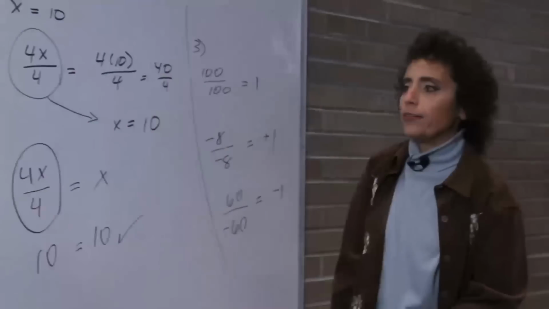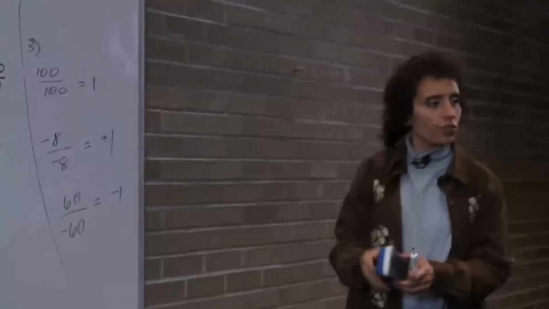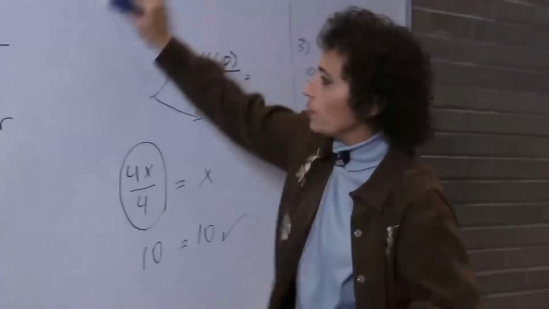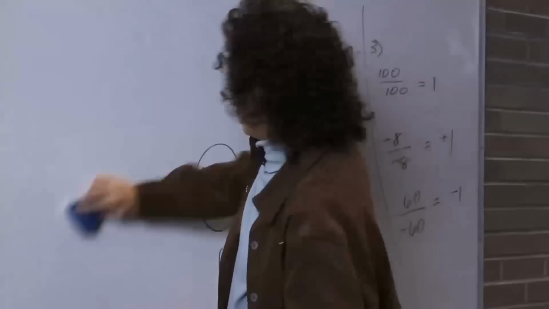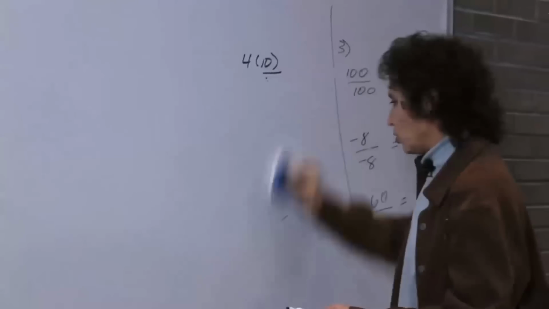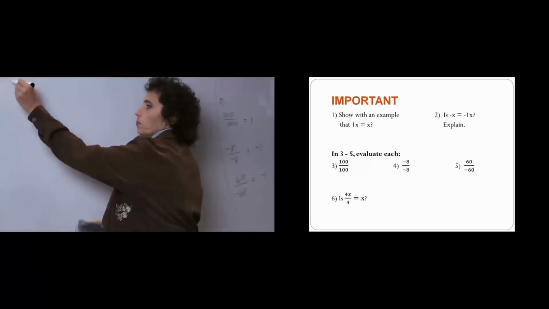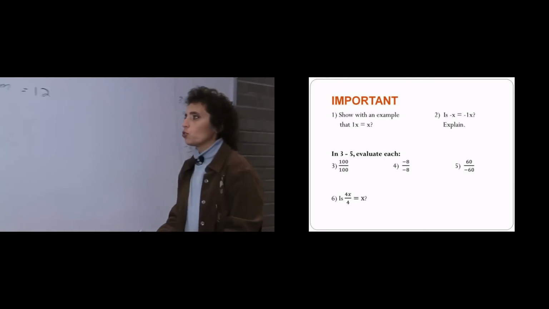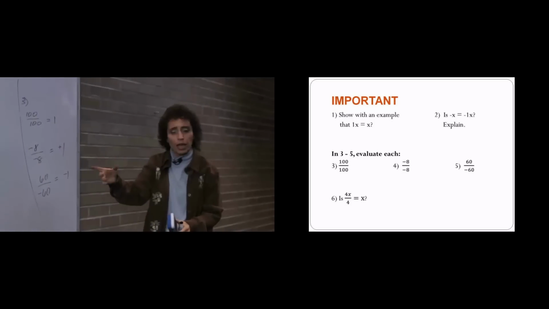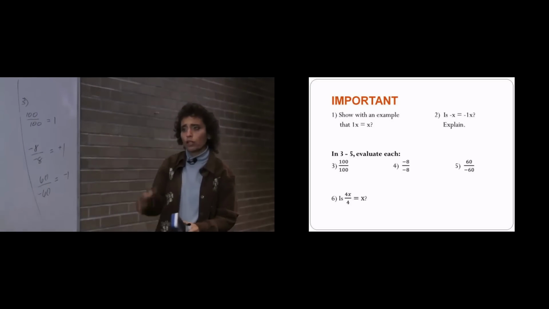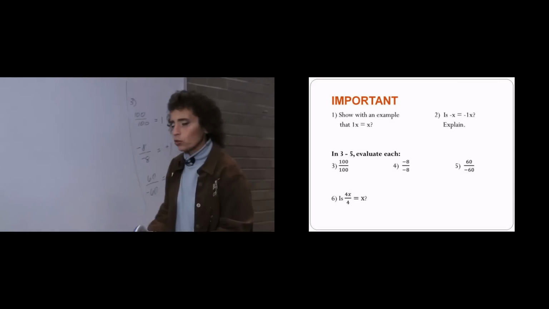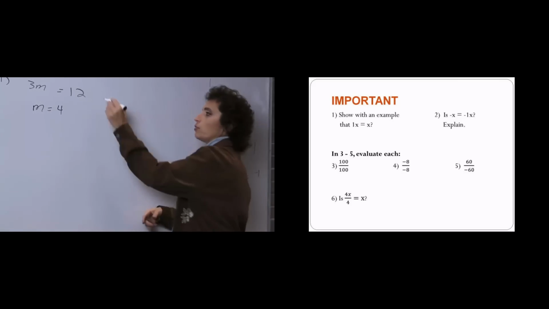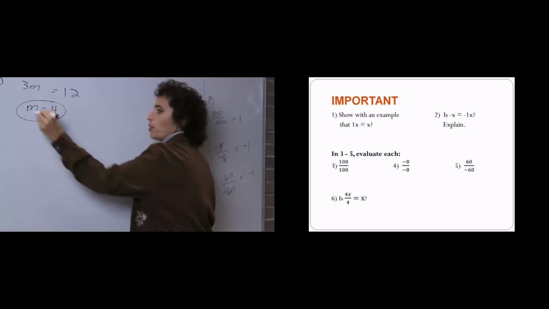All right, so how will that help me solve this next bunch of problems? Let's see if you can tell me. You're going to solve these mentally, that means in your head. I'm going to explain what the first one means, and then you can do the other two. 3m equals 12. That means 3 times some number, m, equals 12. So that number has to be 4. Okay, so m equals 4.